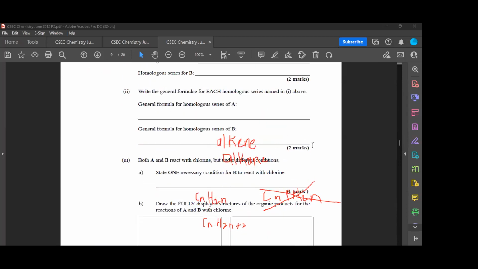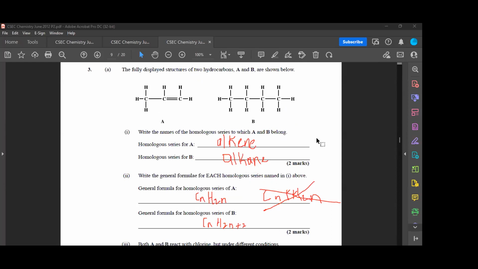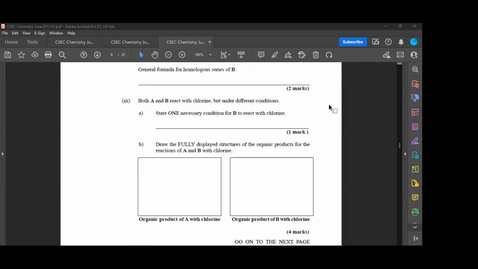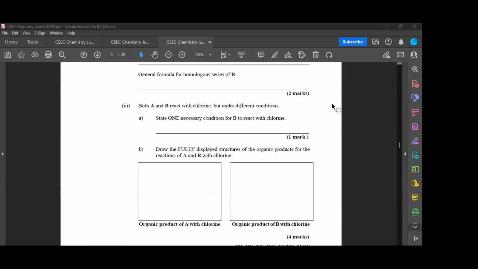Now, let me remind you what A and B is. Take a mental picture of it because you're going to use it on there. If I zoom out, you may not be able to see. So it says both A and B react with chlorine, but under different conditions. Unnecessary condition for B to react with chlorine. What is that condition?